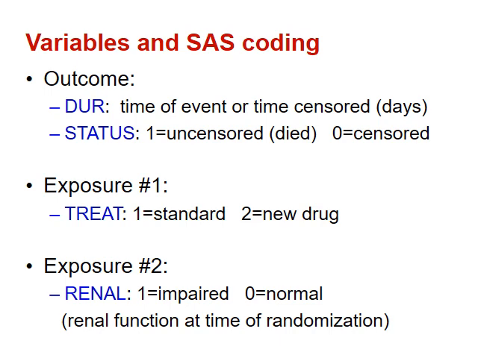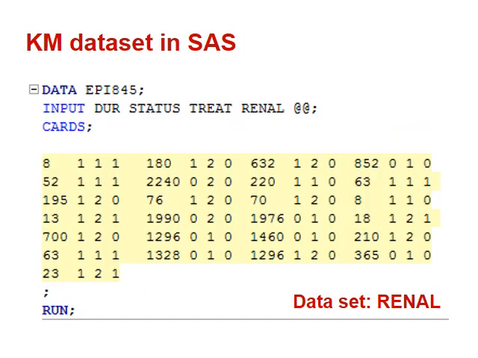The second exposure in our study is renal function at the time of randomization, with categories of impaired or 1 versus normal or 0. So this slide shows the data step in SAS. We have our data set, that is Epi 845. Then we have our variables in the input statement, and finally our data under the cards statement.